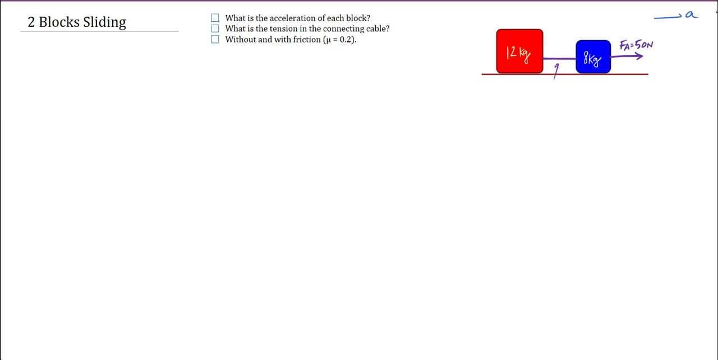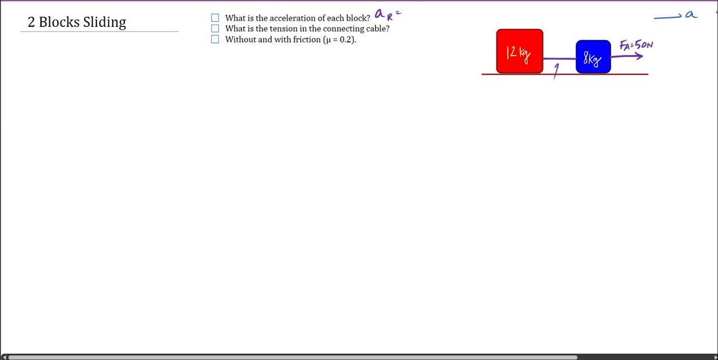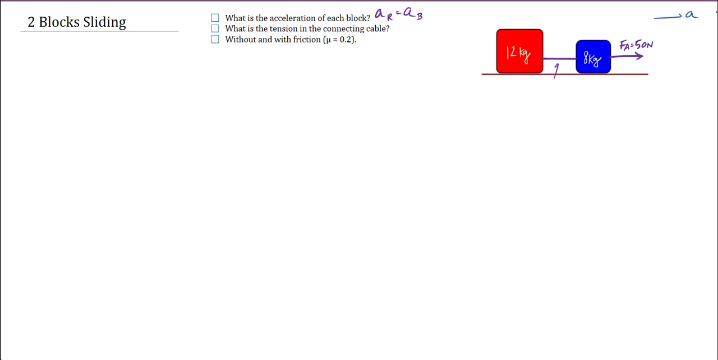And we want to find out the acceleration of each block, the tension in the connecting cable, and then we also want to do this with and without friction and see what's different about them. So to get started, when we ask for the acceleration of each block, because they're attached by a rigid cable, that means we can assume that the acceleration of the red block is equal to the acceleration of the blue block, because they are attached by a rigid cable and they have to move together.